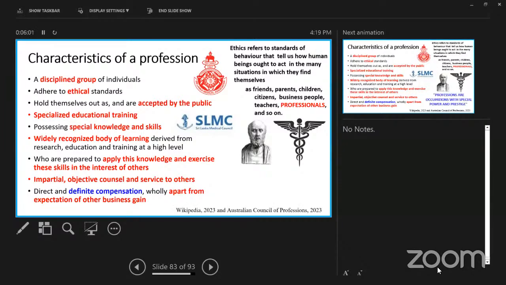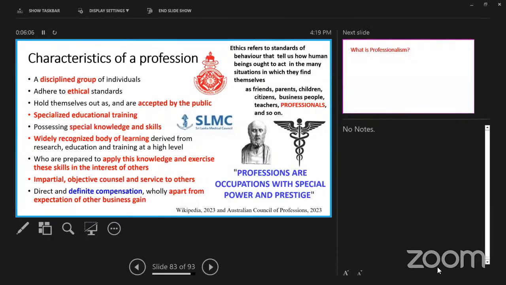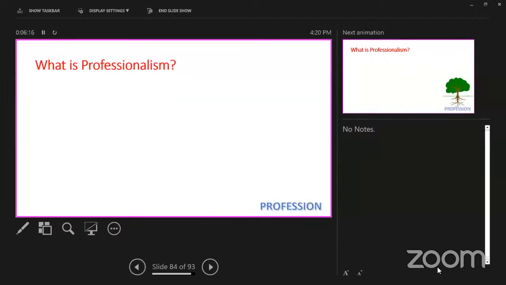I took this from the Australian Council of Professions: professions are occupations with special power and prestige. Special power and prestige. With that, professionalism comes. The root of professionalism is the profession.